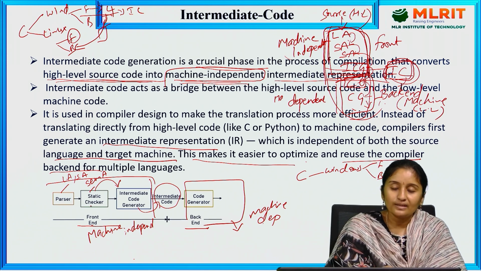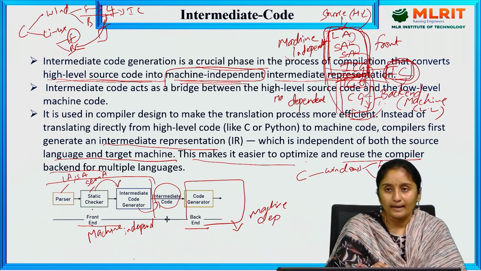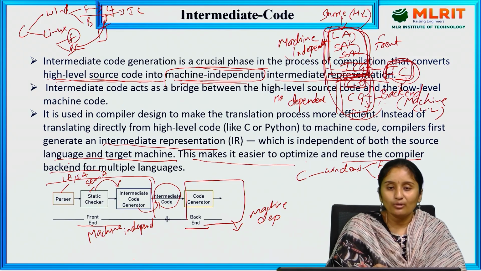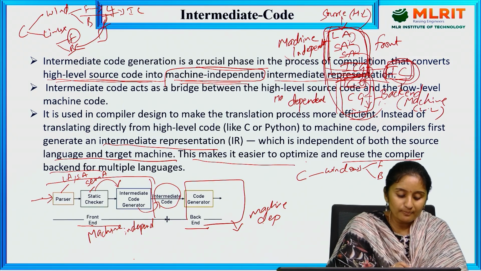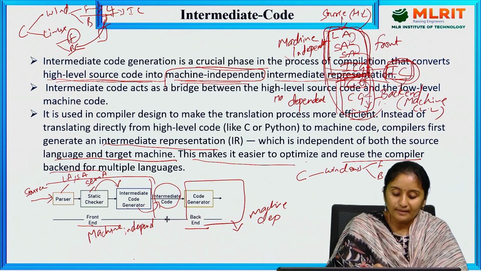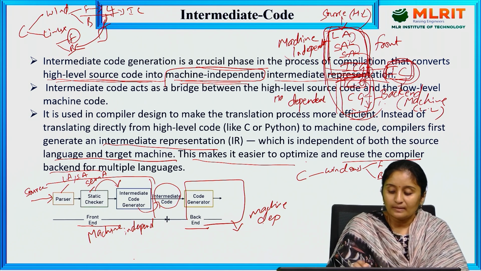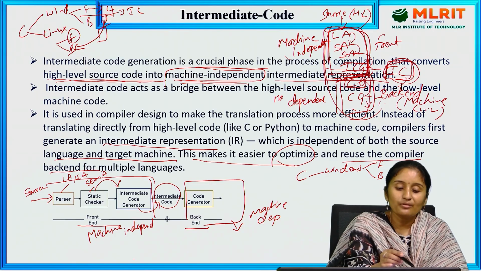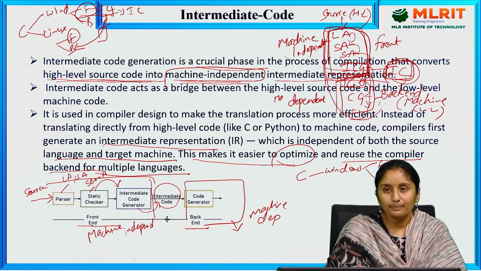So here the static checker, which we can also call semantic analysis, is independent of both source language and target language. This intermediate representation is independent of both the source and the target language. For the parser, we give the input as the source code, and it generates a parse tree, which is given as an input to the static checker, and the static checker generates a parse tree which is given as an input to the intermediate code generator, and it generates the intermediate code. With the help of this, it is easier to optimize, and we can also reuse this front end for multiple different languages.